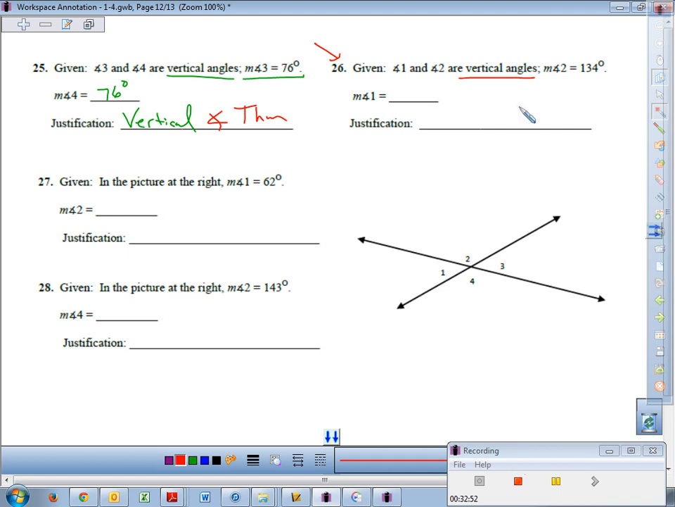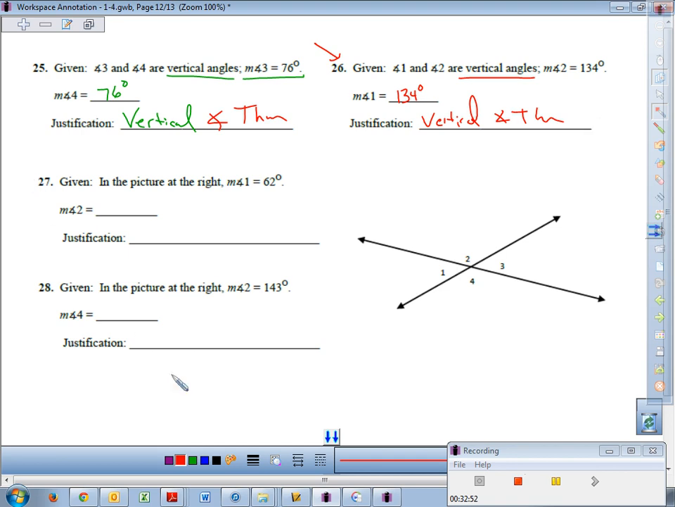Angle 2 are those guys. If the measure of angle 2 is 134, what's the measure of angle 1 going to be? 134 degrees. Reason? Vertical angle theorem. Will every single one of these turn out to be vertical angle theorem? No, we've got to go one problem at a time.